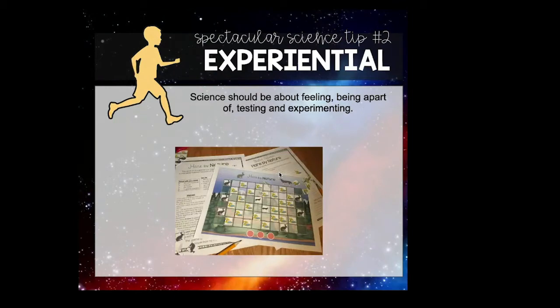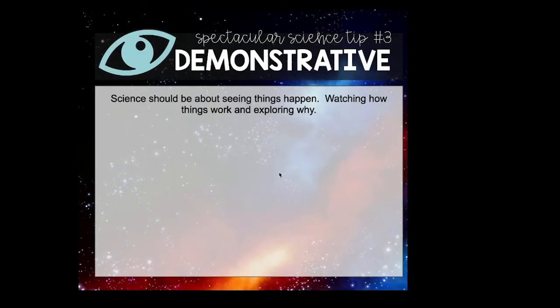So they can all learn the concepts and participate in the activity, even if they don't necessarily have the language, they don't have the reading skills, or they might be modified below grade level. Spectacular science tip number 3 is about making demonstrative tasks.